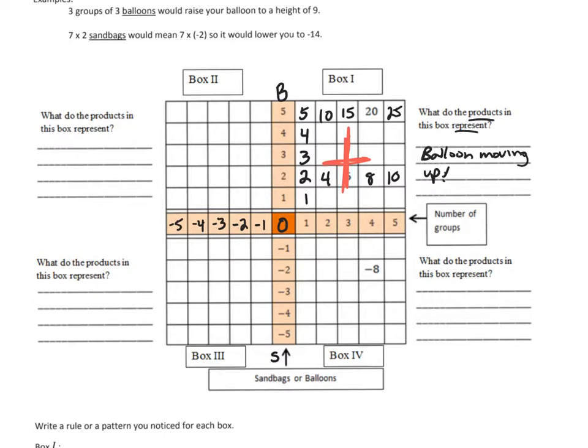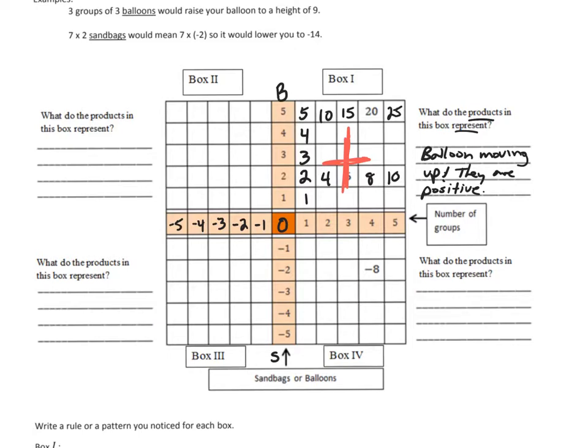Balloon moving up. They are positive numbers or positive products. All right, let's go to the second box. So now we're going to be looking at something a little different. We're going to be removing groups of balloons. Let's just do the fives, since those are the biggest.